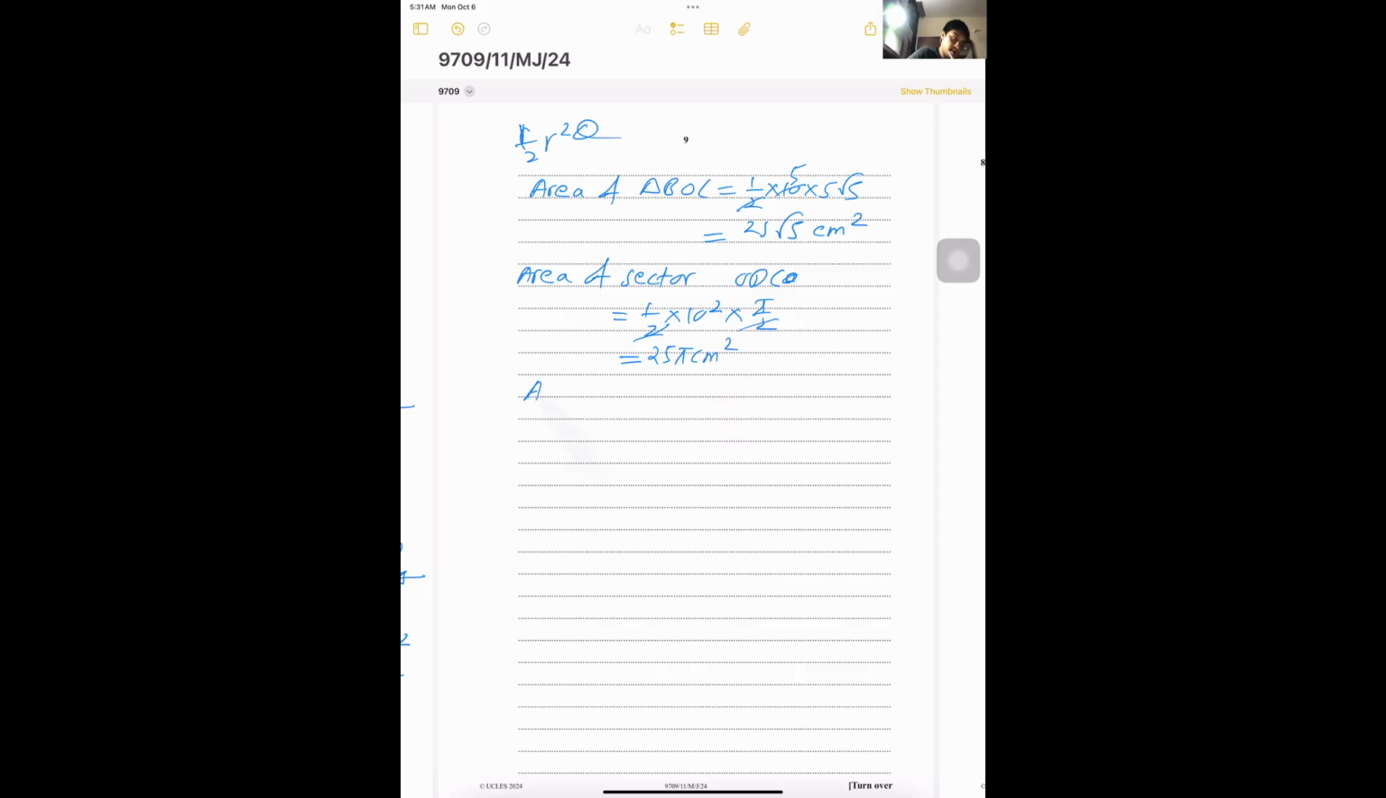So finally the area of sector OAB, again half r squared theta. Radius is 15 squared into 0.7297. We found this in the first part. Half into 15 into 15 into 0.7297. The area is 82.09 centimeters squared.